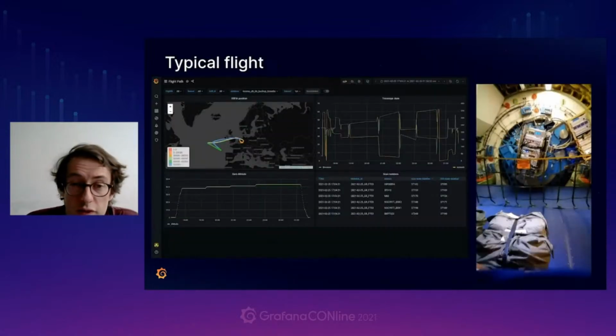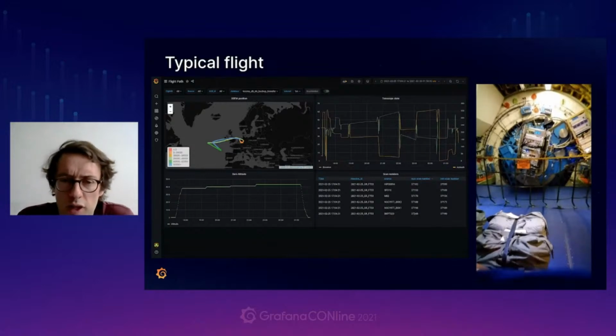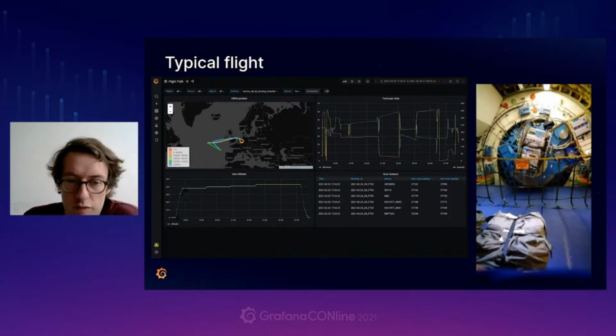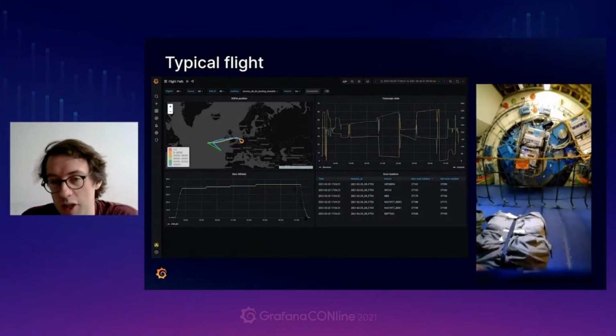So what does a typical flight look like? Here, using the world map plugin in Grafana, we're able to overplot the actual position of the aircraft onto a map. And on the bottom left, you have an image of the altitude during a typical flight. Here we're at sea level in Cologne, take off, fly out west over Ireland, and then come back and land back in Cologne.